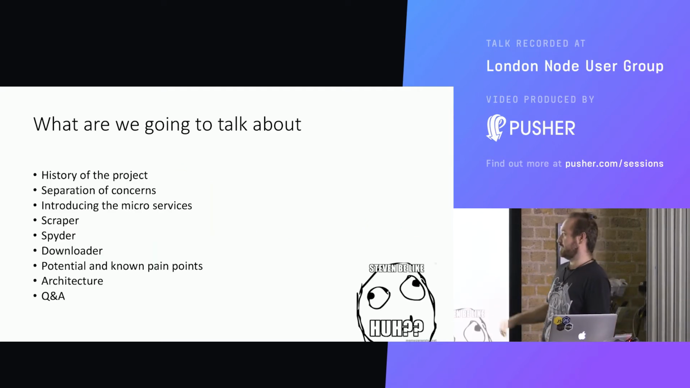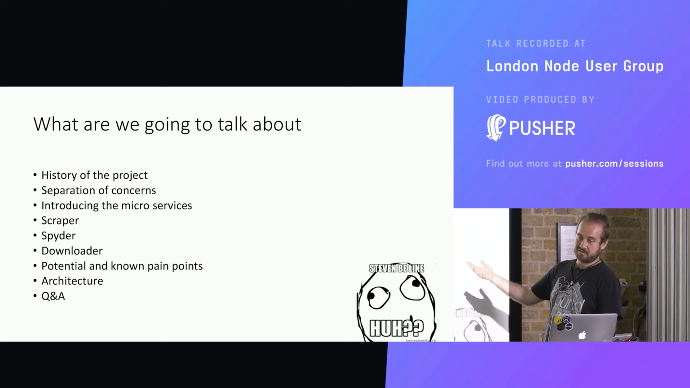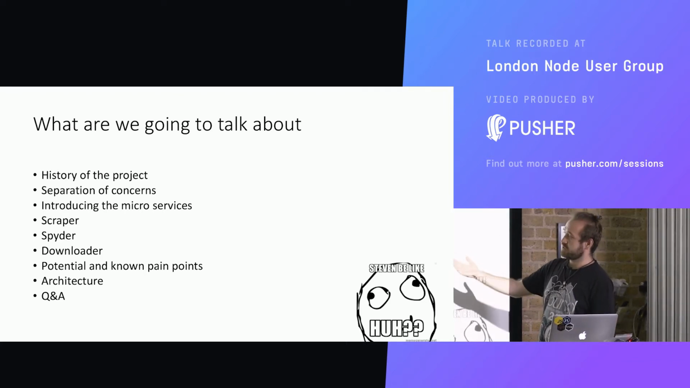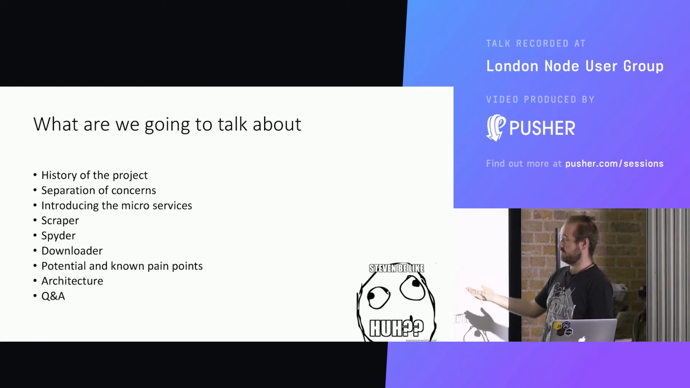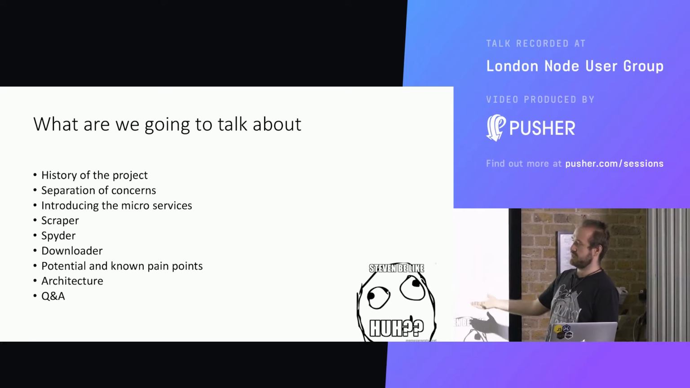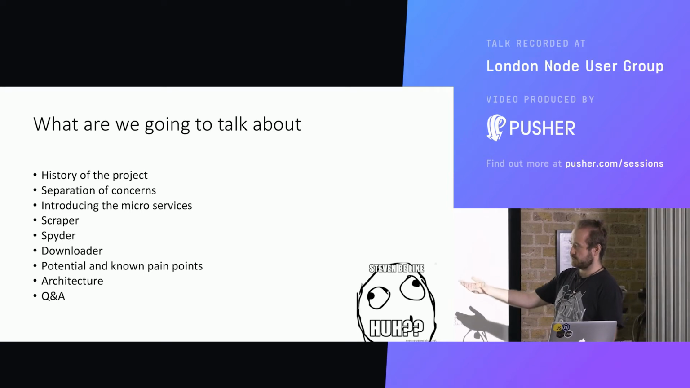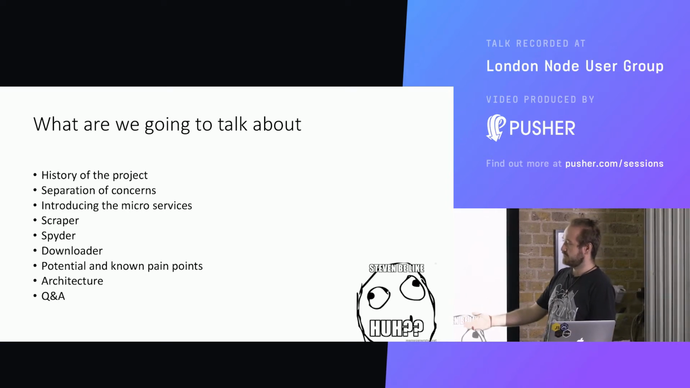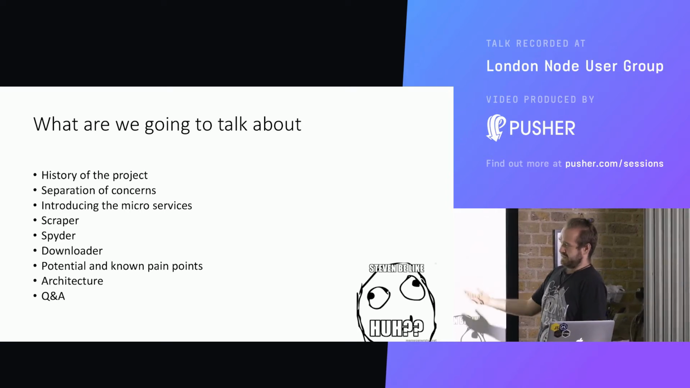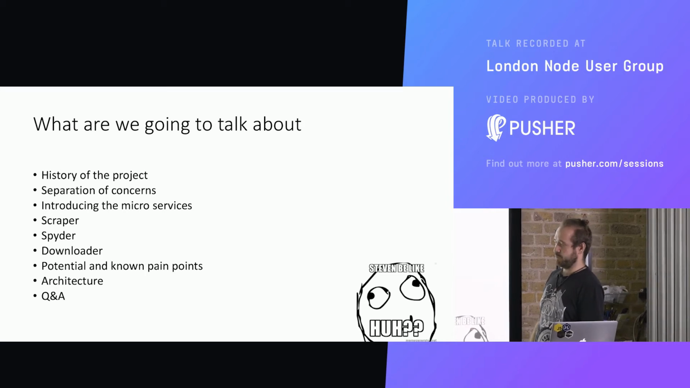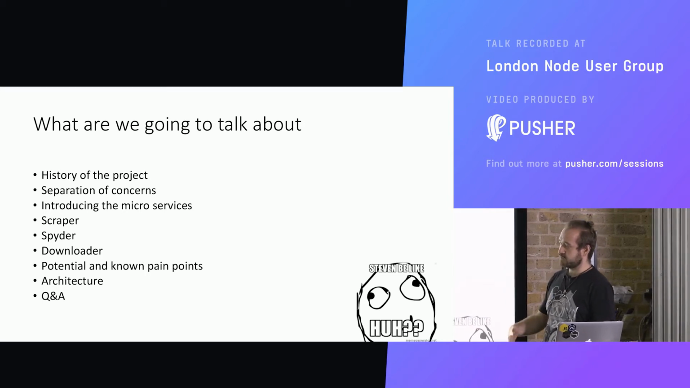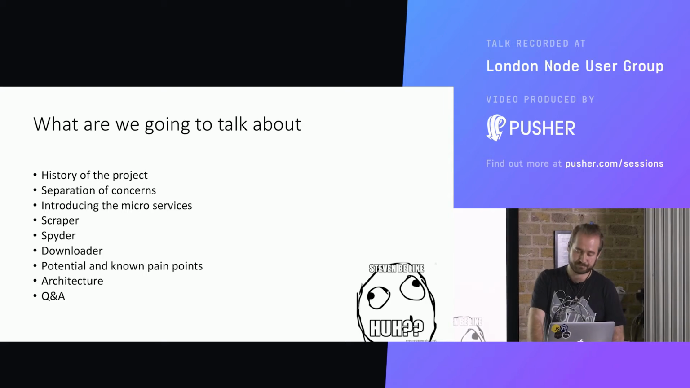What we are going to talk about is the history of the project, because this project is about 6 years old, about how we separated the concerns for the service that was already there, introduced the microservices, and split everything into those three: scrapers, Spider and Downloader. What we see as potential pain points, what we acknowledge as problems afterwards, and the architecture and the Q&A.